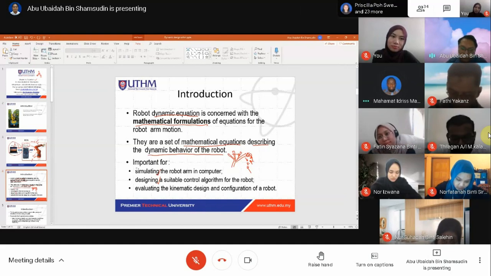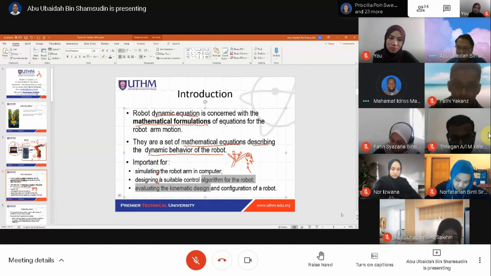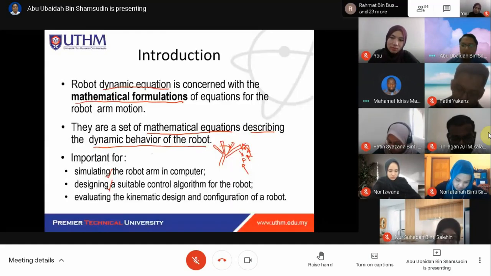And then other than that, we can evaluate our robot, and also we can develop a force control for our robot.